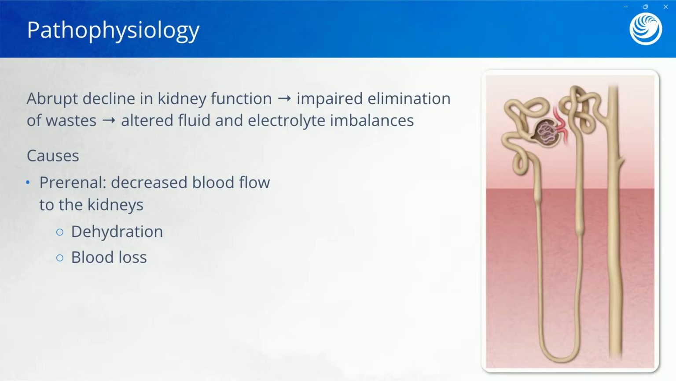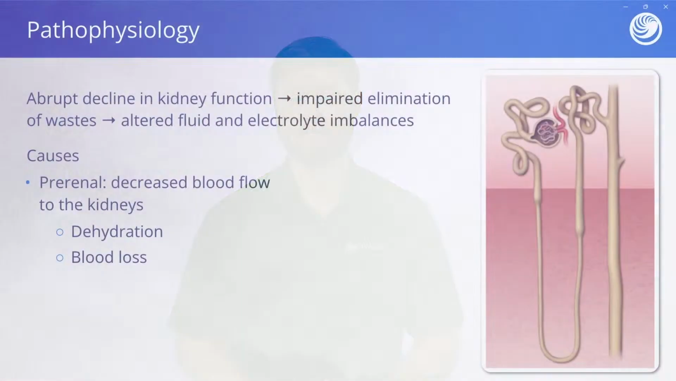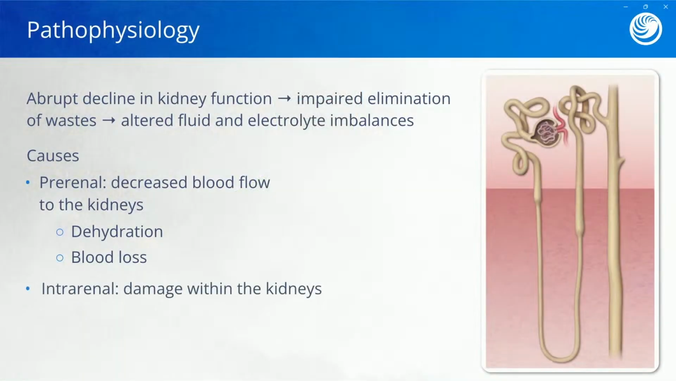This image here depicts a nephron, and we can see blood vessels connected to the glomerulus. If blood flow decreases to the glomerulus or other parts of the nephron, this can lead to tissue impairment and evolve into kidney dysfunction. Intrarenal causes are factors associated with direct injury to the kidney tissue itself. The kidney is made of nephrons, which consist of glomeruli and tubules.